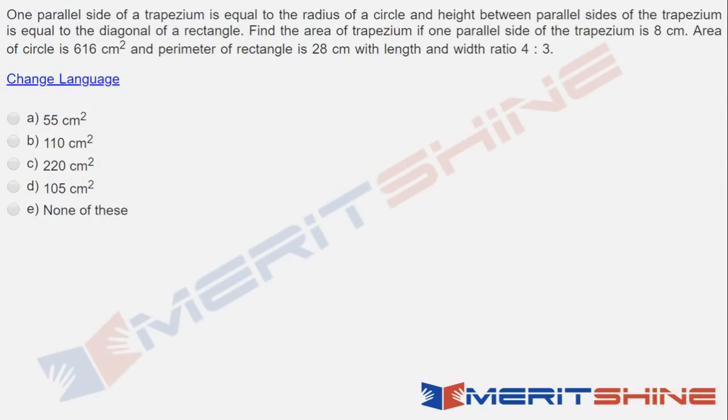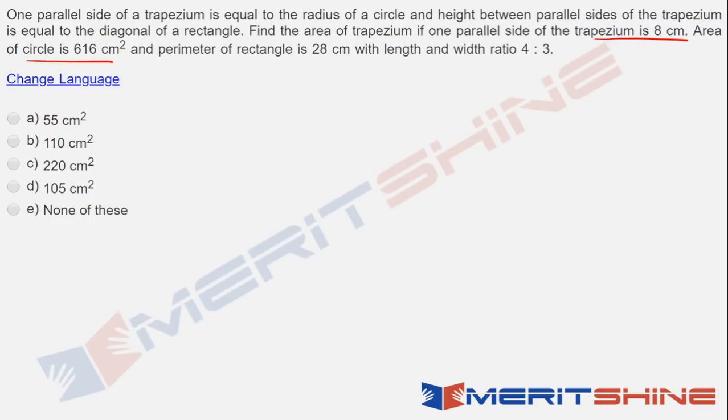This is the next question. Read it, let's discuss that. Again, a small question on mensuration, an easy one. Trapezium, all of you understand what this is. One parallel side of a trapezium is equal to the radius of a circle, and height between parallel sides of the trapezium is equal to the diagonal of a rectangle. It says you have to calculate the area of the trapezium. So we have to get both the parallel sides and the distance between them. How do you calculate this?